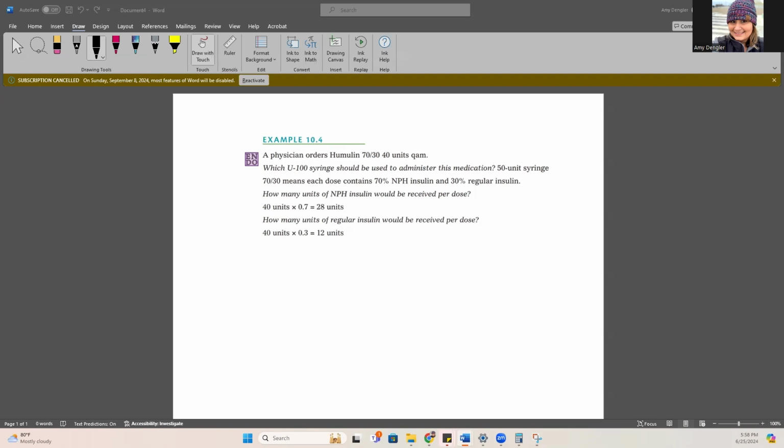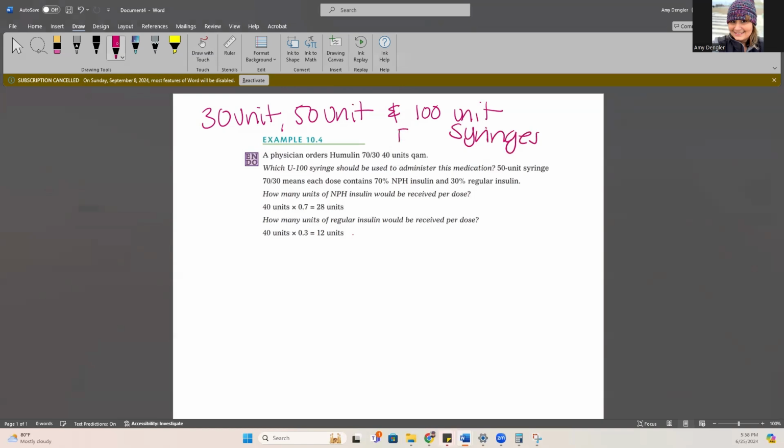Example 10.4, a physician orders Humulin 70/30 40 units QAM. Which U100 syringe should be used to administer this medication? So remember that we have 30 unit, 50 unit, and 100 unit syringes, or insulin syringes, I should say. Obviously, if we were going to give the patient 40 units, we wouldn't give them a 30 unit syringe because that wouldn't be enough. And we wouldn't want to give them 100 because it would be harder to measure the quantity accurately. So we would choose the 50 unit syringe.